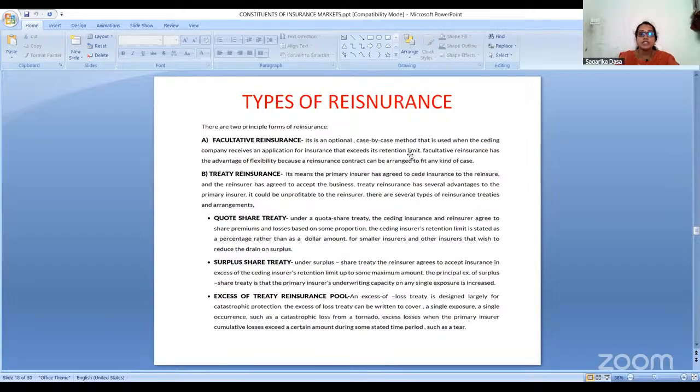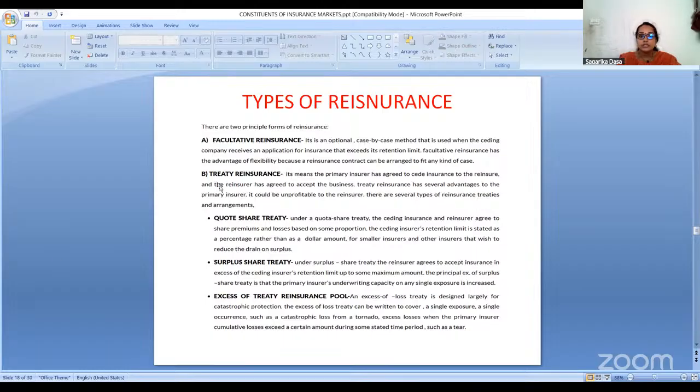Facultative reinsurance means if the insurance policy has more than the retention amount, then they can go with the ceding company. That is a case-by-case method. We call it facultative reinsurance. It has the advantage of flexibility because the reinsurance contract can be arranged to fit any kind of case. Because it has flexibility, it is adjustable to any kind of insurance policy.